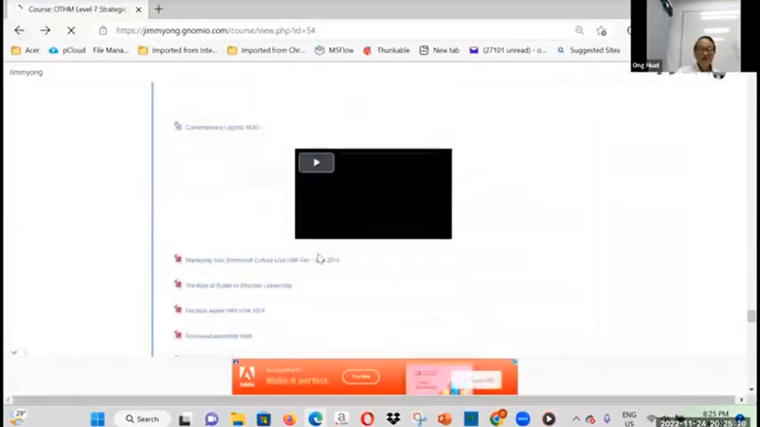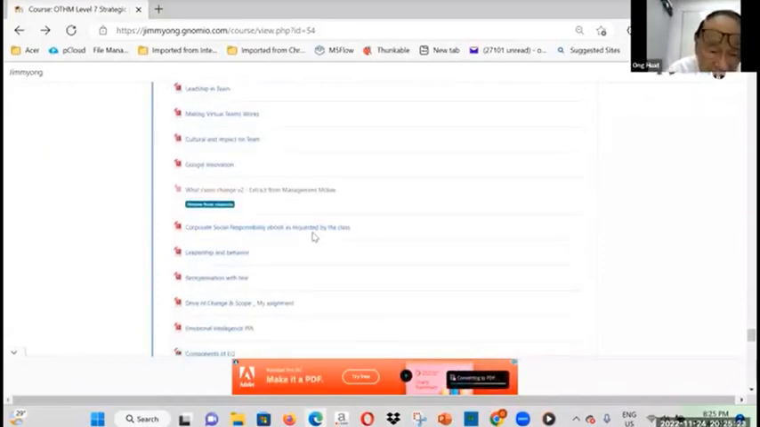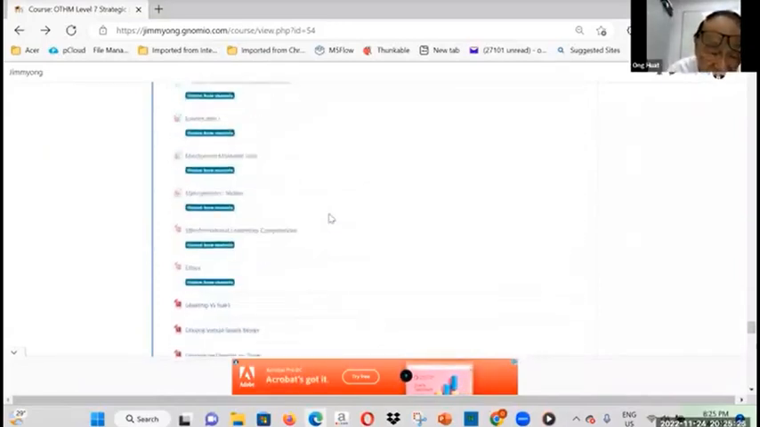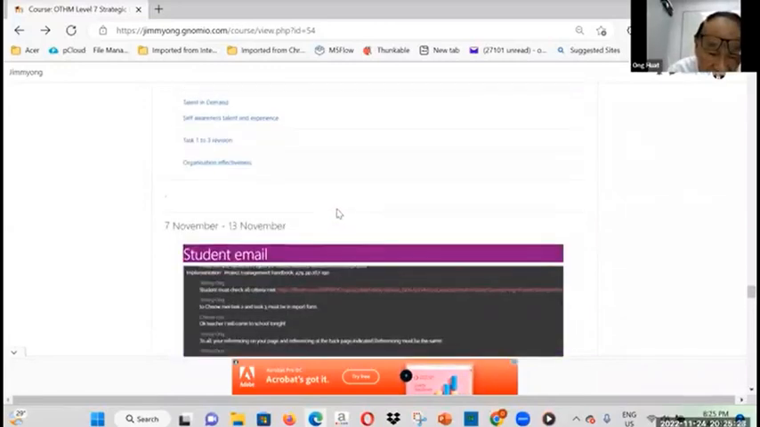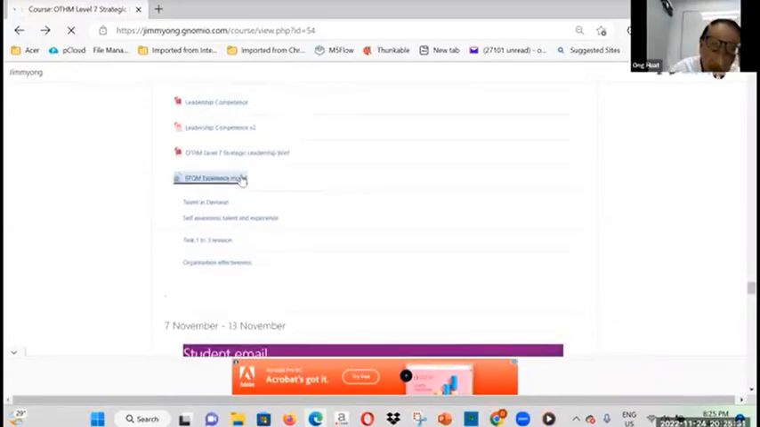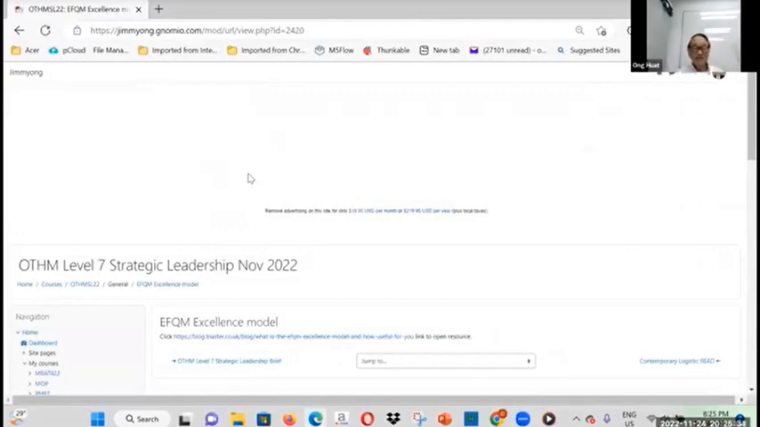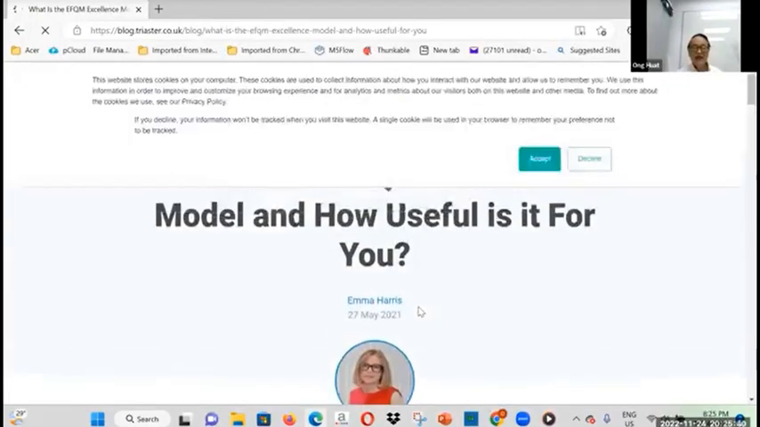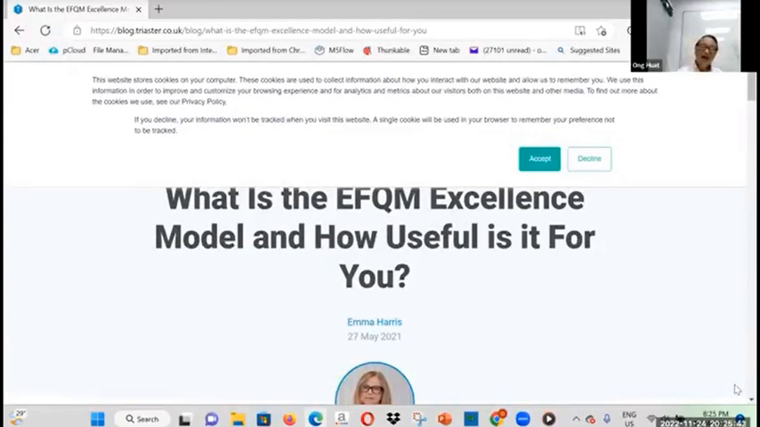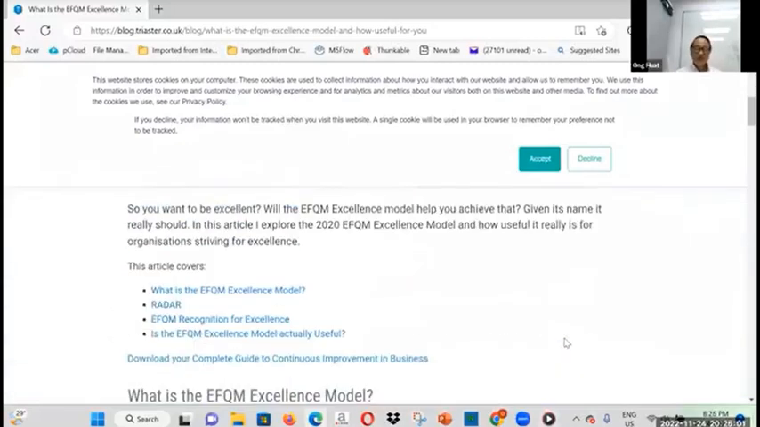This model is what? I did the research for you, and I put this model here. I took this one from a website. What is EFQM excellence? What is that? Right, because it's inside your so-called indicative content component. We have to know. So, see here.